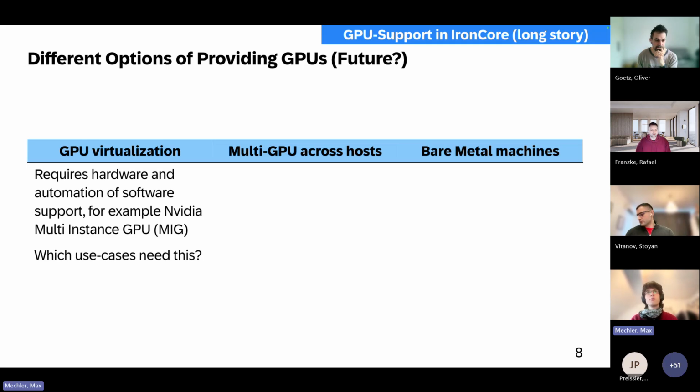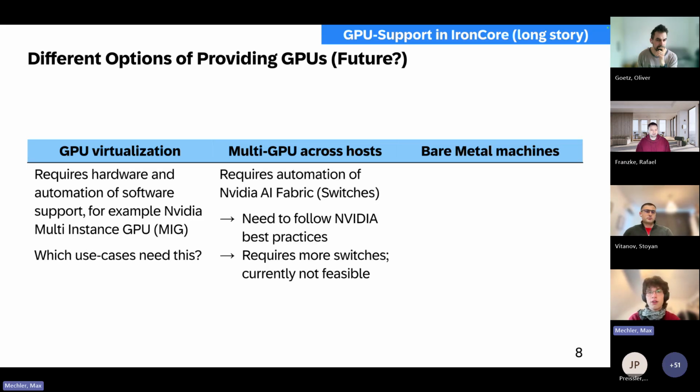Then the other thing is multi-GPU across hosts. As I've said, the GPUs can even connect across hosts. But there the problem is that this requires automation of the NVIDIA AI fabric, so network switches. And here you need to follow NVIDIA best practices, and we would require more switches than we have right now, and so it's currently not feasible.